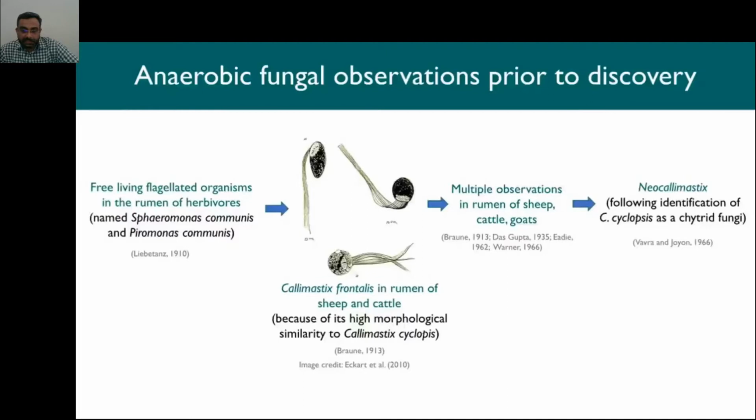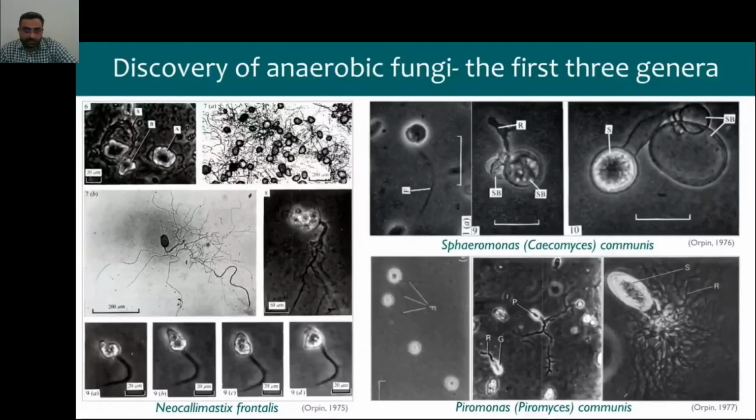And in 1966, Callimestix cyclopsis was identified as a chytrid fungus. So it was still Callimestix frontalis, which were fungal zoospores, but they were still considered flagellate protozoa. So they were renamed as Neocallimestix. It was in 1975 that Dr. Colin Orpin first identified these structures as anaerobic fungi.